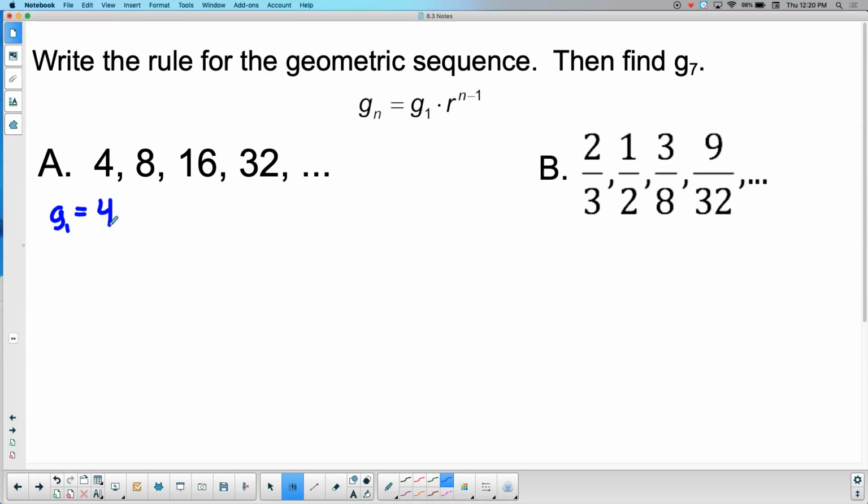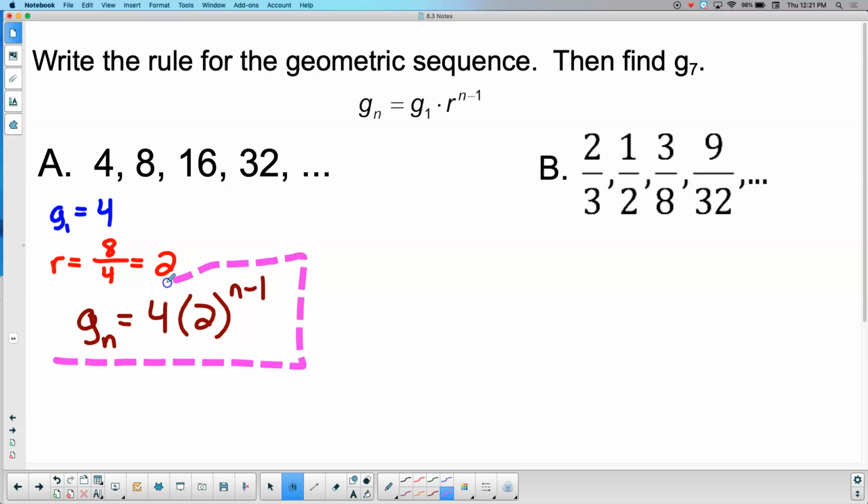4. We need the common ratio. Remember, the common ratio is any term divided by the term right before it, which in this case is 2. Then if I utilize my rule, that would be G sub n is equal to 4 times 2 raised to the n minus 1 power. That would be my rule.